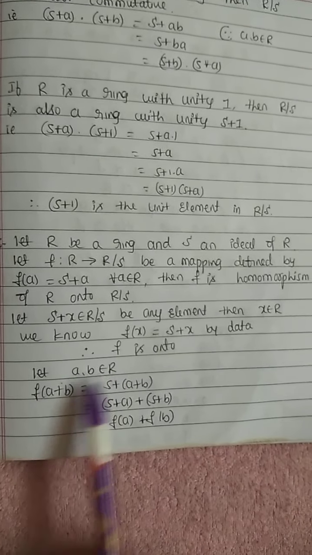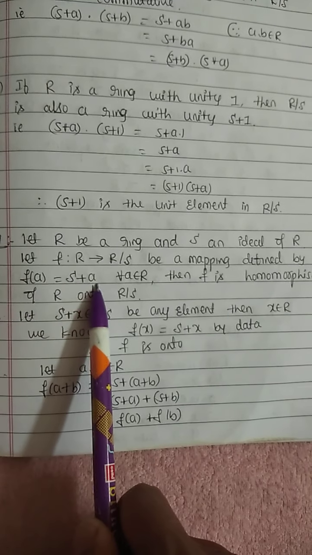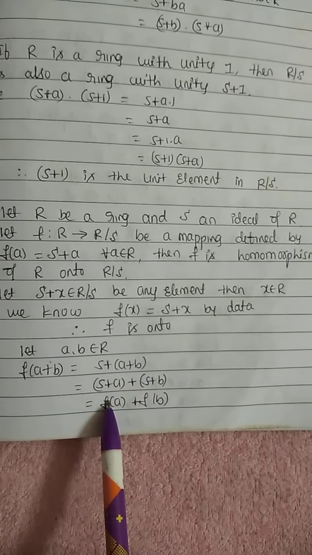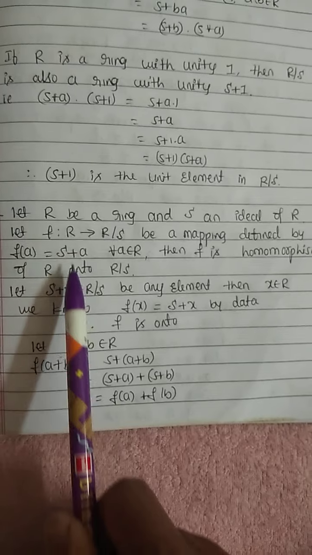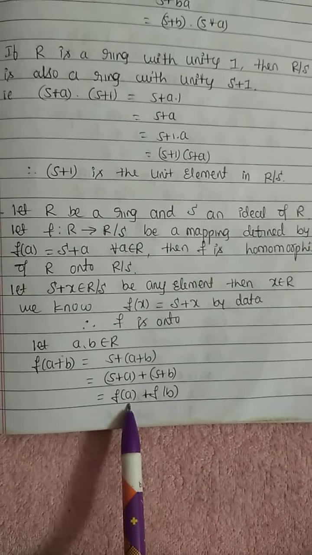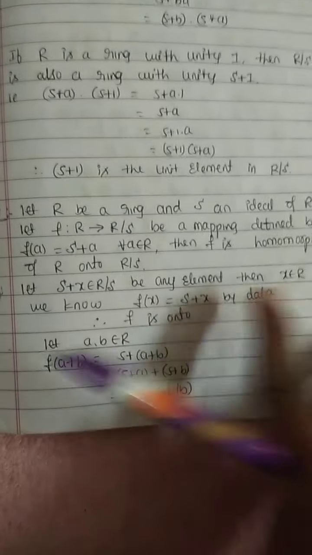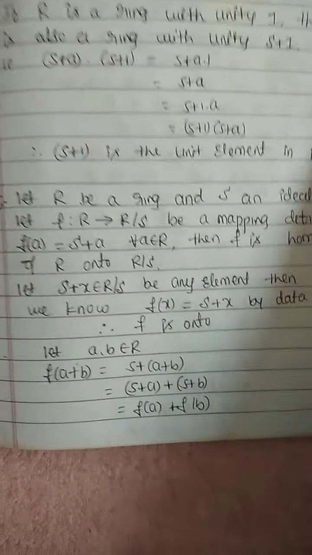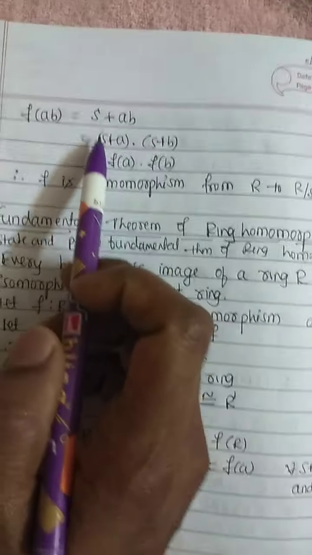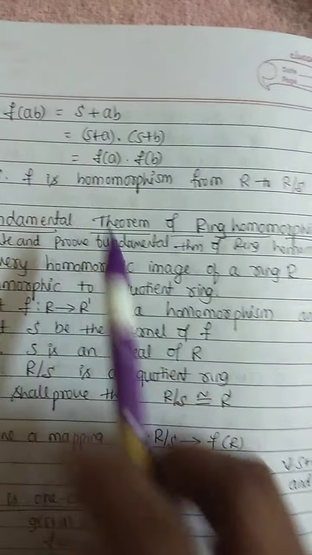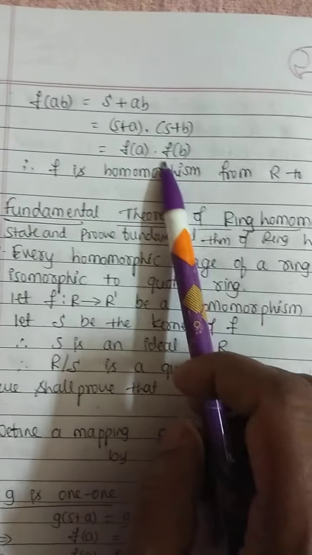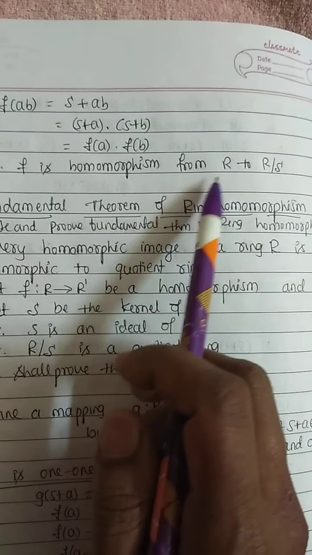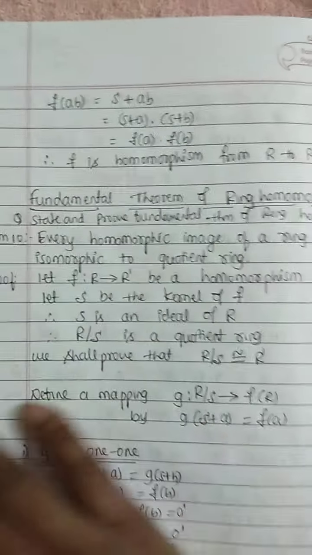Take any two elements of R. Let a and b belong to R. f of a plus b equals S plus a plus b. This can be written, by the definition of quotient rings, as (S plus a) plus (S plus b). S plus a is f of a, S plus b is f of b. So f of a plus b equals f of a plus f of b. Next, f of ab equals S plus ab. This can be written as (S plus a) into (S plus b), which is f of a into f of b. Therefore, f is a homomorphism from R to R by S.